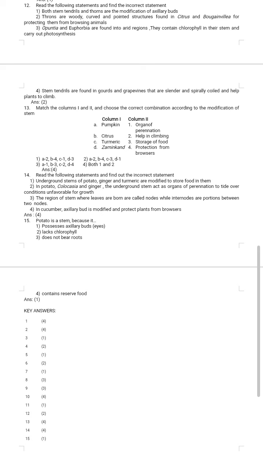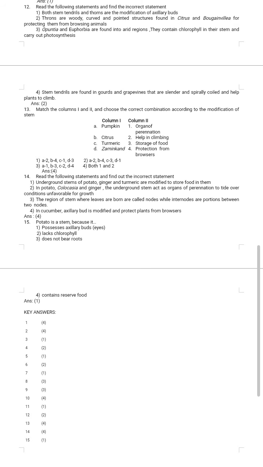So let us see the correct answer for this question. The incorrect statement is option 2. Option 2 says thorns are woody, curved and pointed structures found in citrus and bougainvillea for protecting them from browsing animals. Next, 13th question, students.